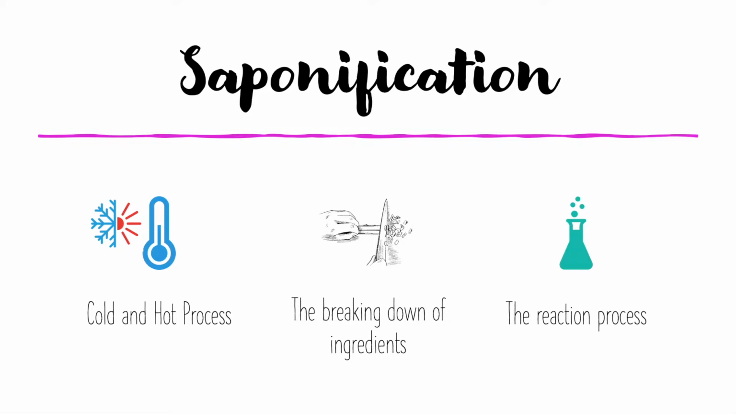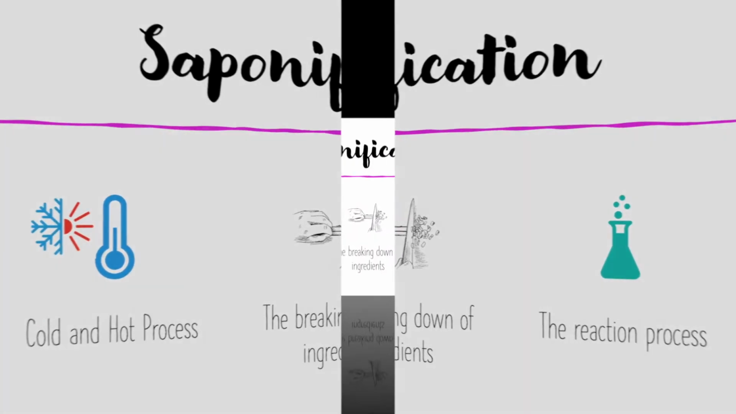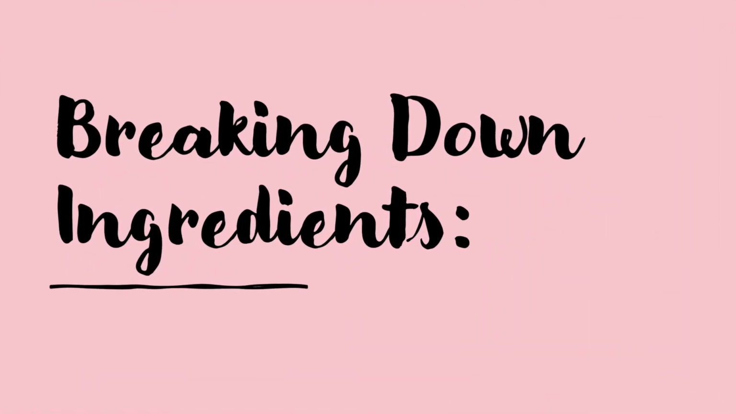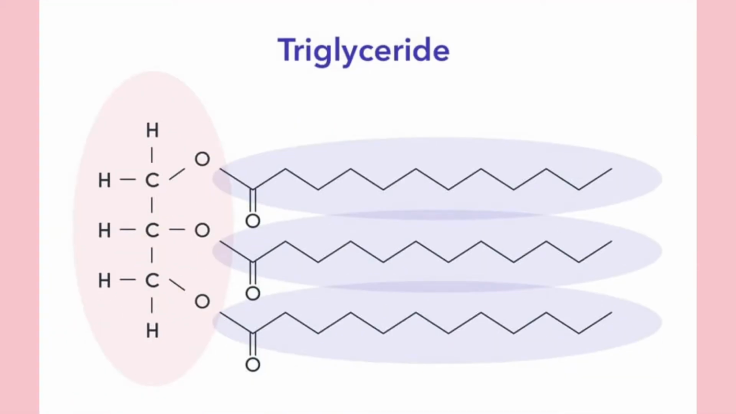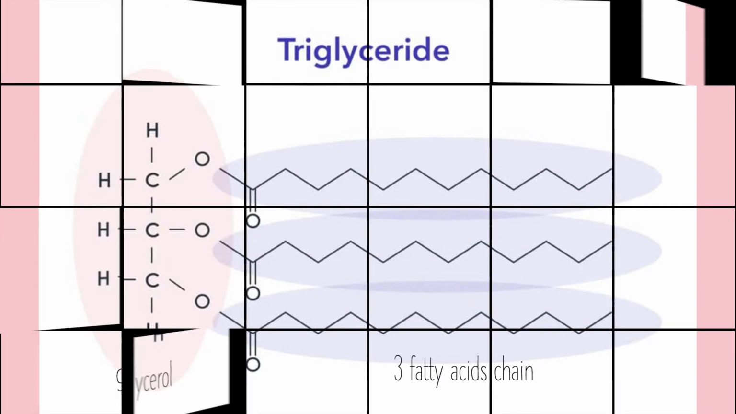Saponification can be broken into 2 steps: the breaking down of ingredients so that they are useful, and the reaction of these useful parts to form soap. So now we're going to talk about the breaking down ingredients part. Fats and oils are made from triglycerides, compounds made of 3 fatty acids linked to 1 molecule of glycerol. Triglycerides must be broken down into fatty acids and glycerol in order to make soap.